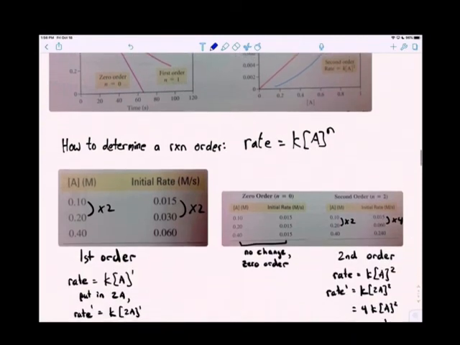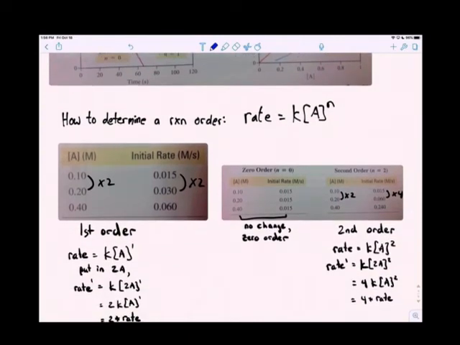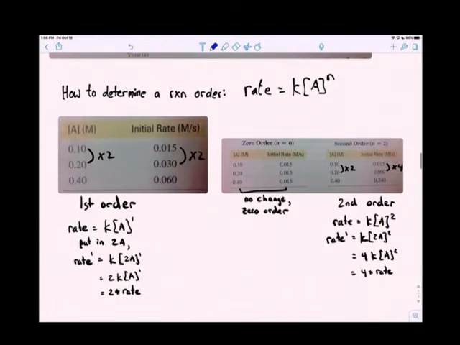And how do you determine a reaction order? I'll show you a more mathematically rigorous way later, but this is how you can determine it via a process called inspection. So how do you determine reaction order? Again, a rate law, and I'm sticking to the simplest one, is rate equal to some rate constant times the concentration of A raised to some power.